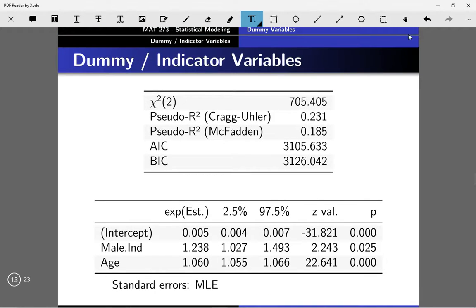Okay, so from this table output here, let's see, what do we want to do first? Let's look at the odds ratio for males versus females. So we're talking about the odds of someone having diabetes. Odds ratio for males versus females, and we'll say given age, so of the same age.